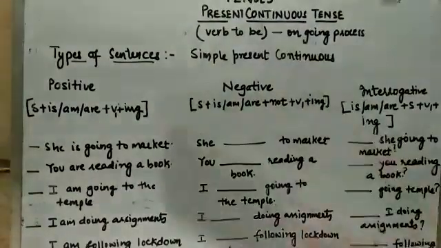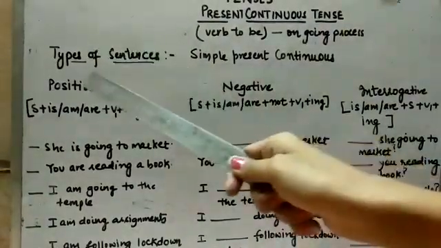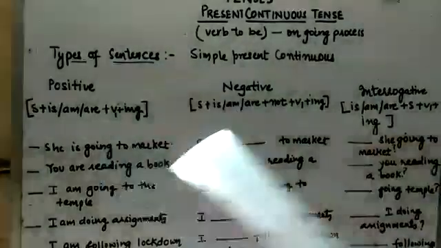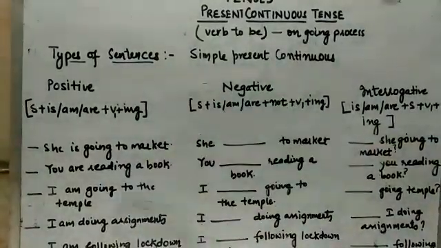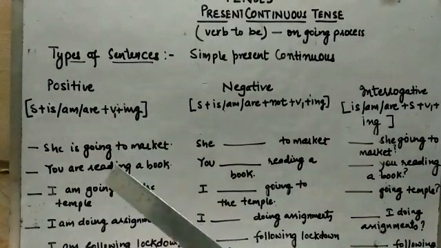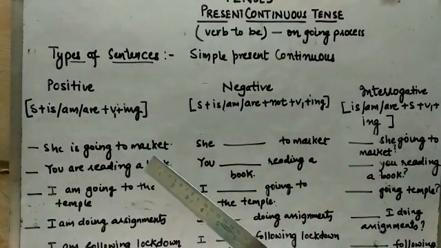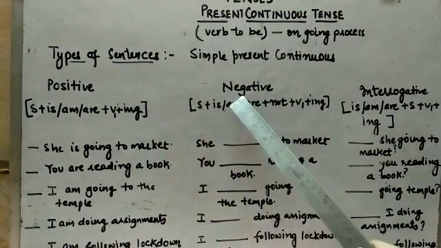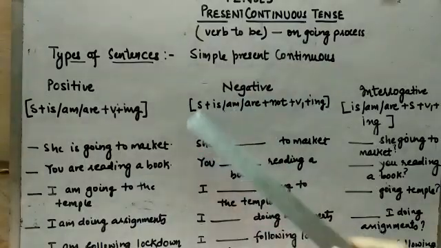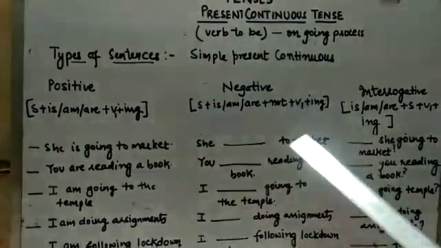Now it's time for the exercise. Following the same sentences, positive, negative and interrogative, we are now going to solve these questions. For positive, the statement says she's going to the market. Right? So what will be the negative one? She is not going to the market.